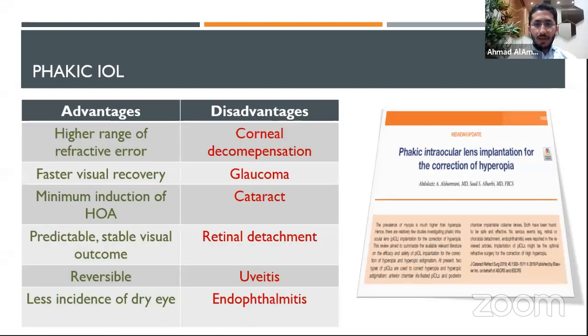What's the second option? The second option is the phakic IOL. Phakic IOL offers several advantages as it can address a higher range of refractive error with a minimum induction of higher order aberration and faster visual recovery. Also, it's predictable, reversible, and has less incidence of dry eye. It shares the disadvantages of any intraocular surgeries such as corneal decompensation, glaucoma, cataract, retinal detachment, uveitis, and endophthalmitis.